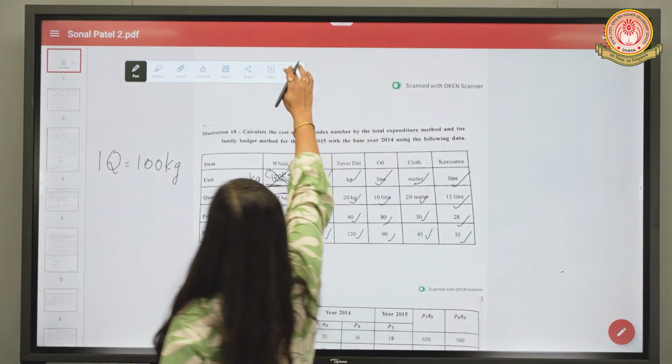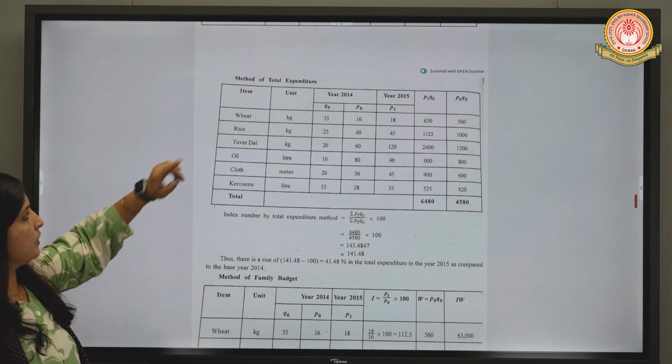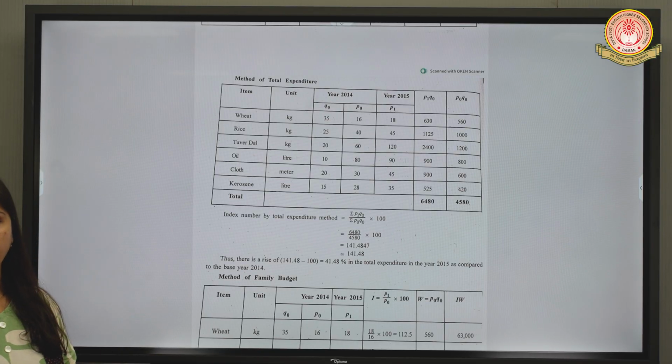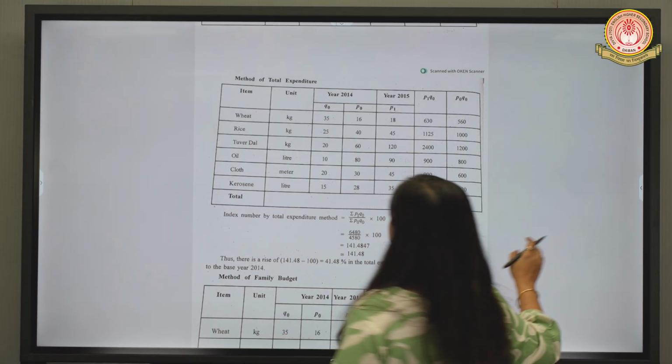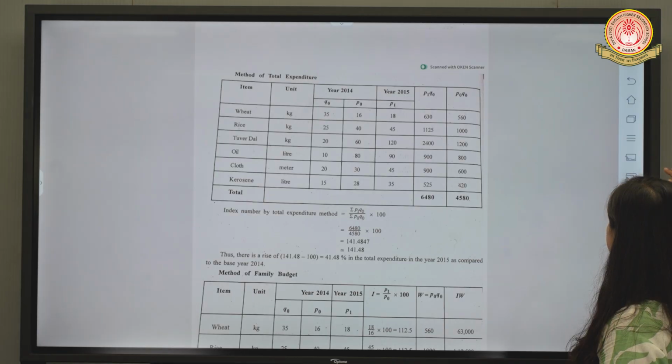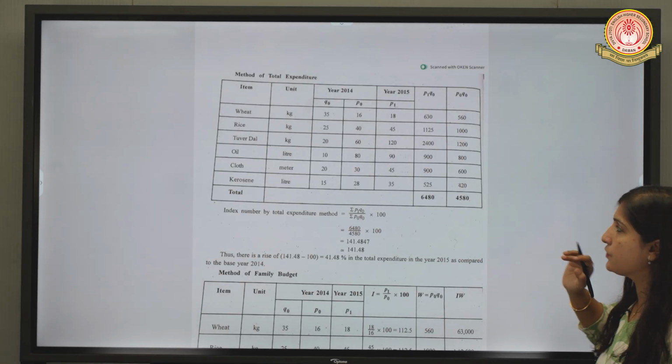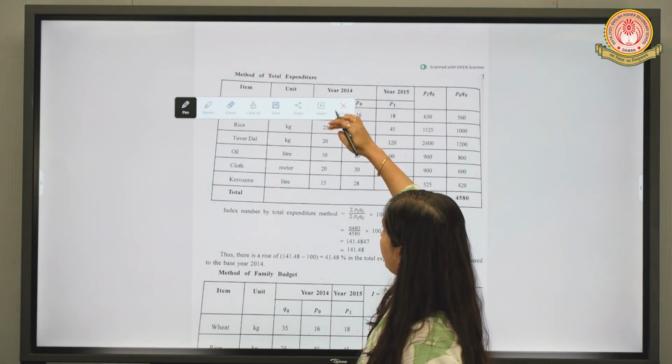So let's see the solution. Are we right? Let's see. Okay. See, the wheat is converted into kg, right? After converting wheat, we have rice and everything was already in kg itself. So there is no need for any conversion over there.